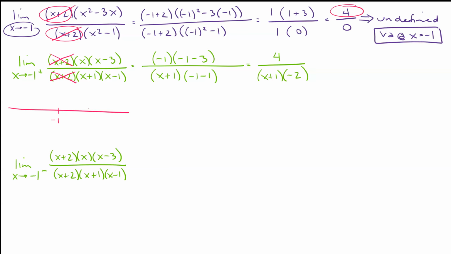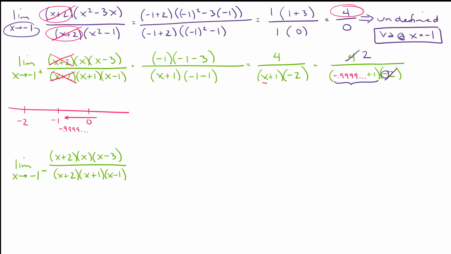Now I'm going to look at a number line. Here's -1, here's 0, here's -2. Approaching -1 from the right-hand side gives me a number like -0.9999999, and substituting that in for x, I get 4 over (-0.9999999 plus 1) times -2. So I'm going to reduce my 4 and my -2. That leaves me with a 2 on top, and don't forget the negative.